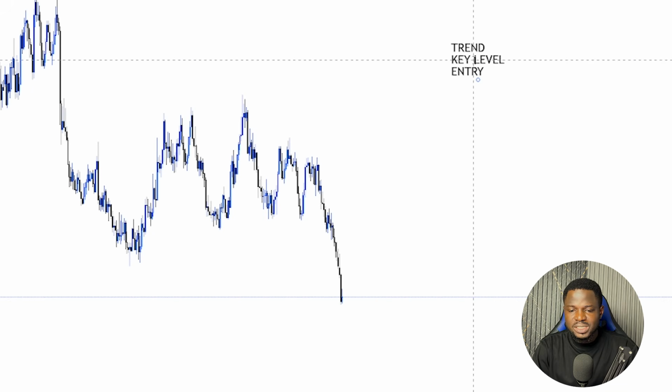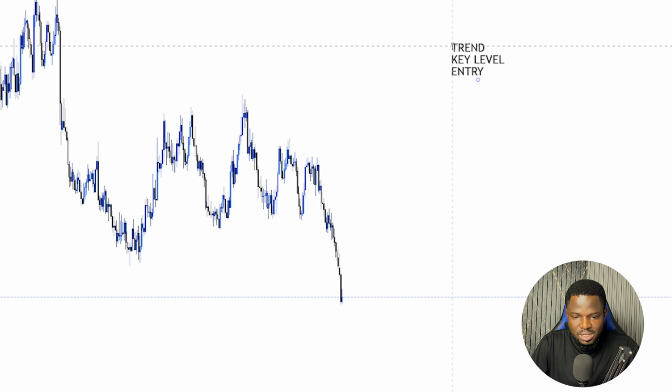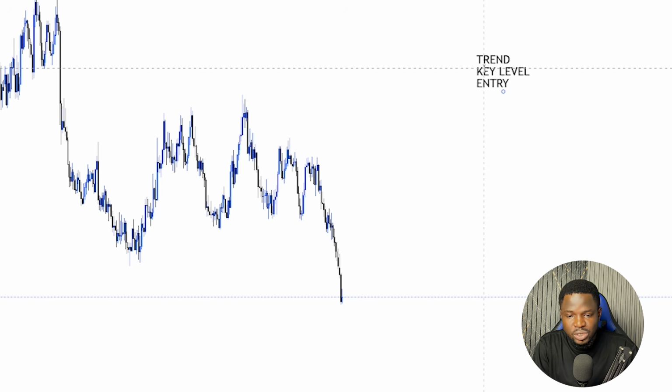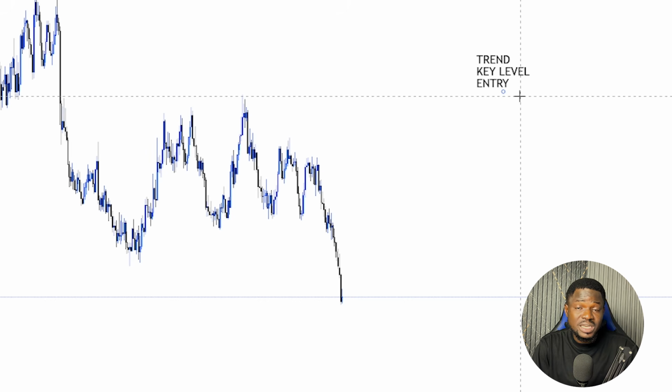As a professional price action trader, the number one thing you must figure out in the market is the trend, and I love to use these 3 steps. The first one is the trend. Then after figuring out the trend, I figure out the key level, and this key level represents my point of interest, that is the area where I want to take a buy or sell opportunity.